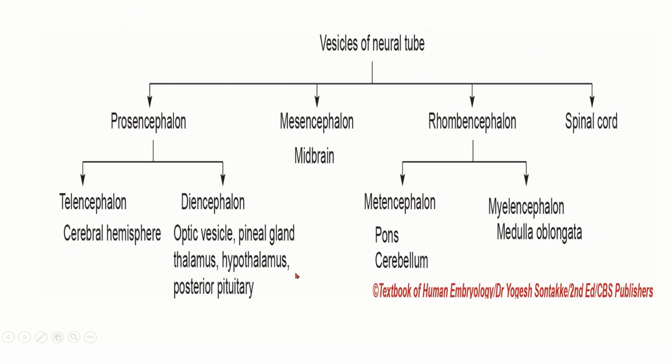So, vesicles of the neural tube revision: prosencephalon gives rise to telencephalon and diencephalon. Mesencephalon gives rise to the midbrain, and the rhombencephalon gives rise to the metencephalon, which gives rise to pons and cerebellum, and the myelencephalon, which gives rise to medulla oblongata. This is the spinal cord. Telencephalon forms the cerebral hemisphere, and diencephalon forms the optic vesicle, pineal gland, thalamus, hypothalamus, and posterior pituitary.